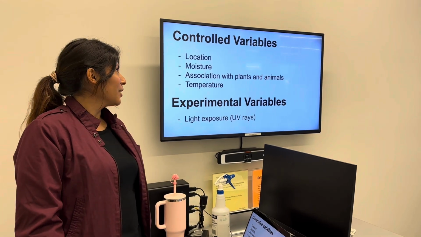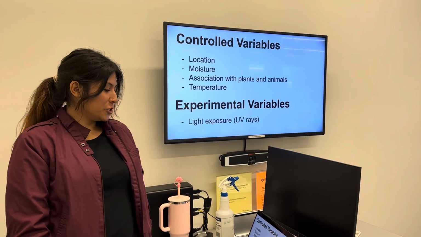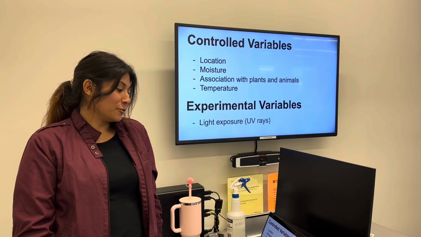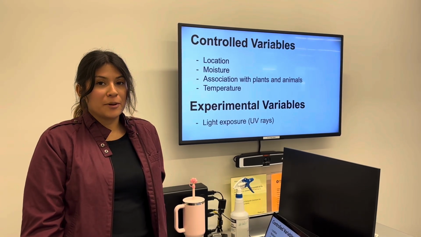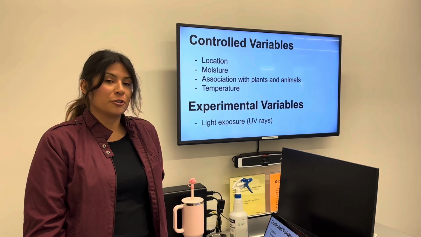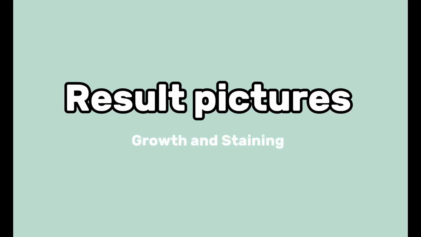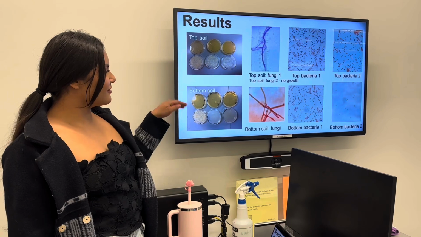Our control variables were the location, the moisture, the association with the plants and animals, and the temperature. Our experimental variable was the light exposure, or UV rays. So these are our results.